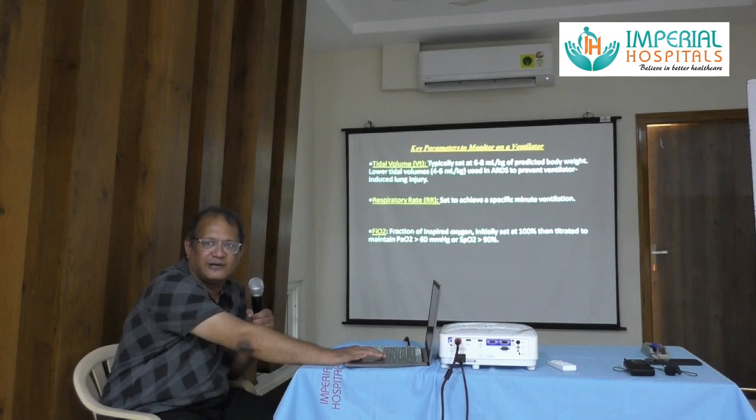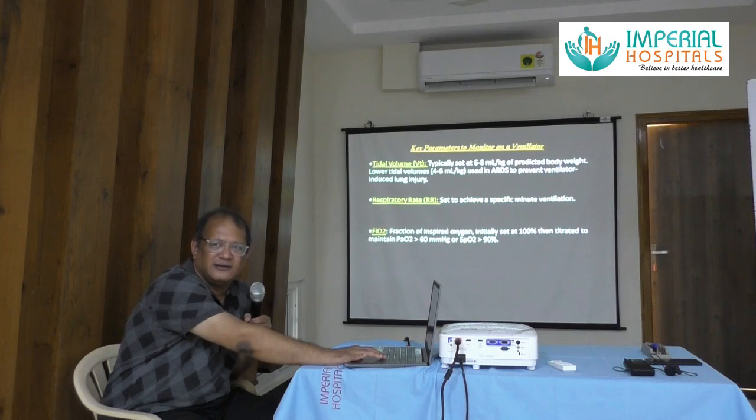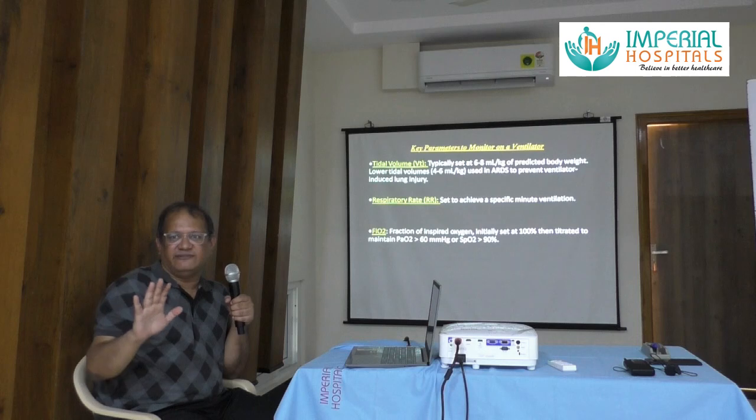FiO2 is the fraction of inspired oxygen. That is 21% in normal air. You can go up to 100%. But high FiO2s can cause damage to the lungs. So your target SpO2 should be between 92 and 95%. If it is more than 95%, try to decrease the FiO2 so that SpO2 levels are not 98, 99. If you see SpO2 levels of 98, 99, try to decrease the FiO2 so that you want it around 92 to 95.